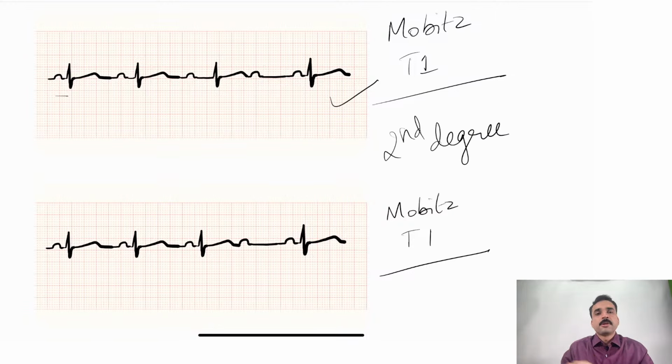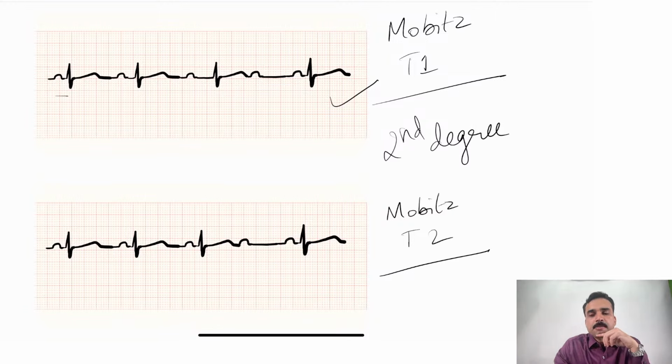Whereas if the PR remains constant and intermittently, out of the blue, a P wave is dropped, you can't predict it. Sometimes if it continues like this, for every 4 P waves, 3 are conducted and 1 is missed, then it's fine. You can predict when it's going to be missed. But sometimes it's very haphazard, it's random. You may get 2 P waves conducted, the third one not conducted. That will be followed by 3 P waves conducted and the fourth one not conducted. So it can vary a lot. And that is the problem with Mobitz type 2. I'm sorry, I wrote type 1 earlier. That is the problem with Mobitz type 2.